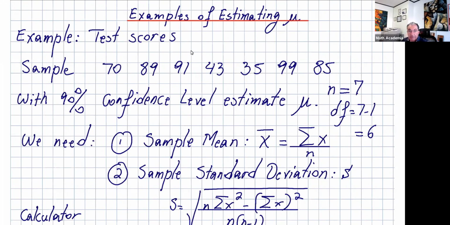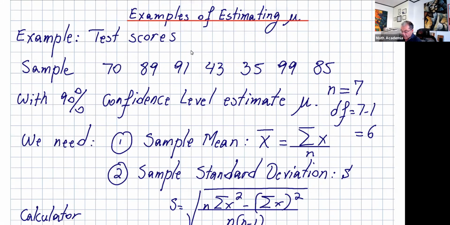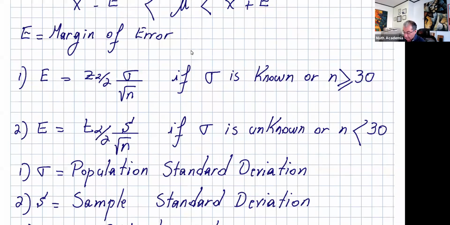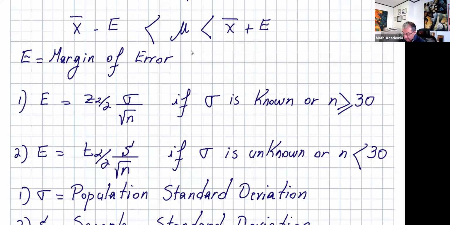In this video, I want to go over a couple of examples of estimating the population mean. So we talked about it, just to refresh your memories, we said the population mean is between x bar minus E and x bar plus E, that's the confidence interval, and E is the margin of error. And there are two cases.